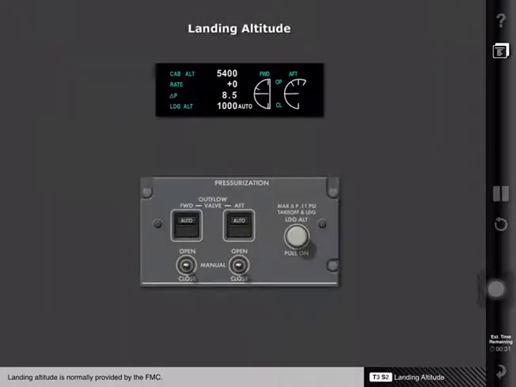Landing altitude is normally provided by the FMC. When necessary, the landing altitude can also be manually set using the landing altitude selector. Pulling the selector out removes the FMC landing altitude and changes the landing altitude indication on the ICAS display to amber. The selector can be rotated clockwise to increase or counterclockwise to decrease the landing altitude setting.